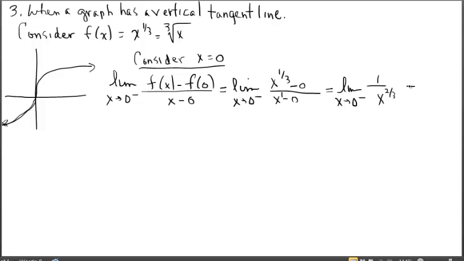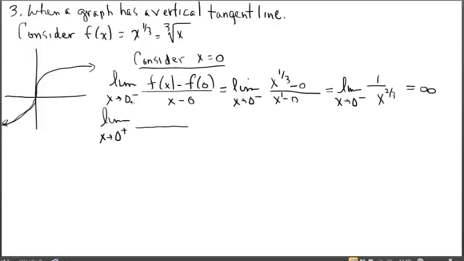Spending a little time evaluating this function for x values close to 0 to the left of it, negative 0.01 taken to the 2/3 power, negative 0.001 taken to the 2/3 power. The denominator is becoming very, very small. It's getting smaller and smaller, and 1 divided by a very small number is going to result in a very large number. So we can see that the limit does not exist. We have a vertical tangent line there, so to speak. The slope becomes very, very steep. And the same thing holds true as you look at the right-hand derivative.